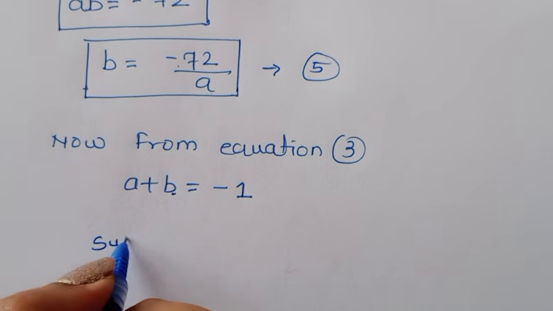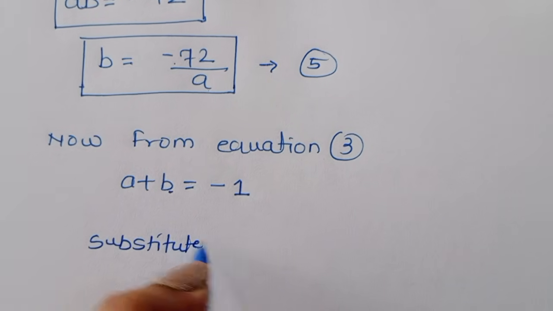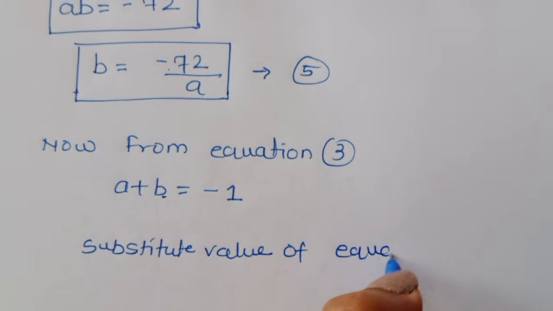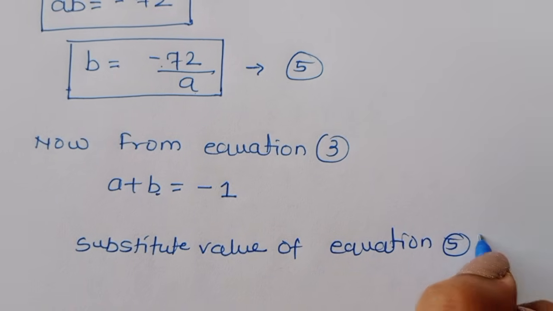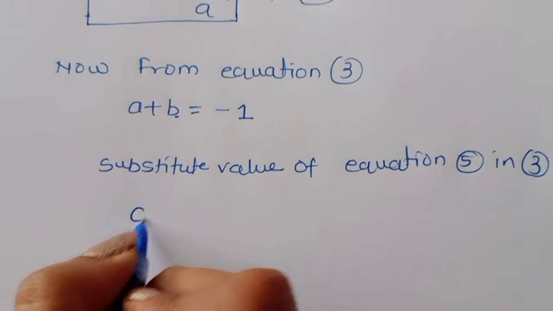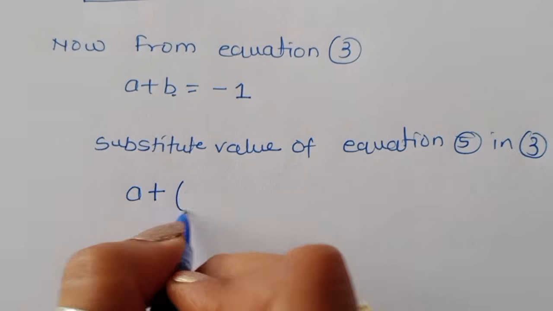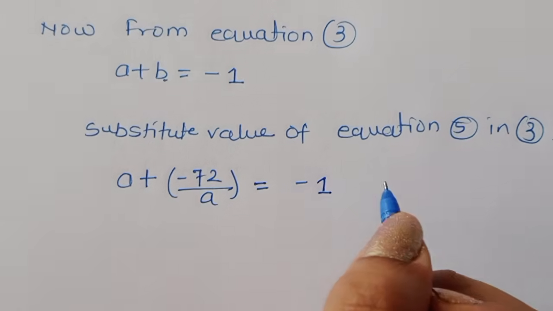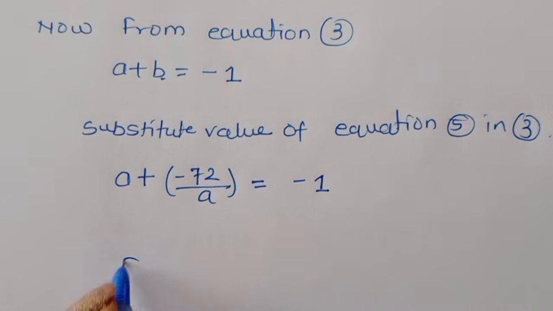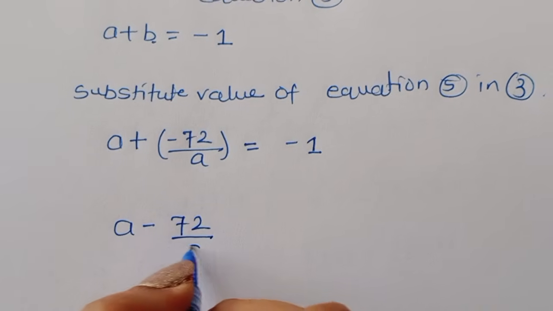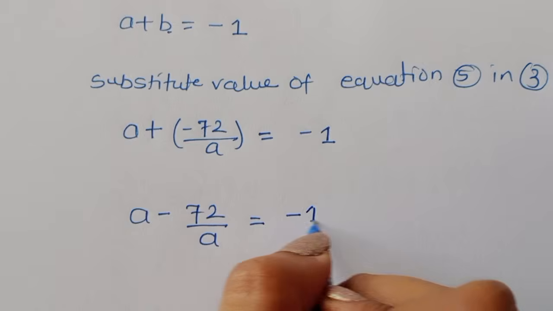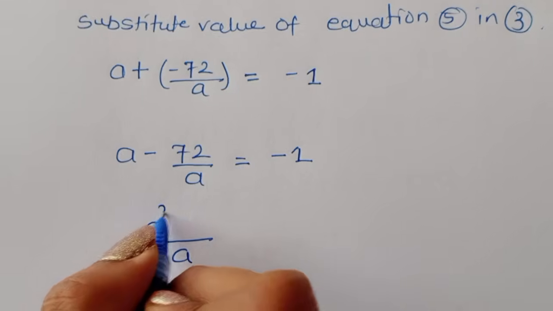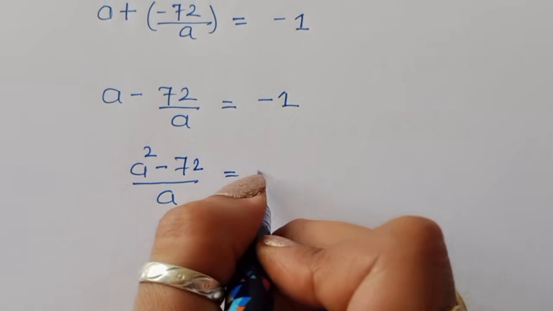So substitute the value of equation 5 in 3. Then we will get a plus the value of b, minus 72 by a, is equal to minus 1, right? Now a minus 72 by a is equal to minus 1. Now if we take LCM, we will get a, so it will become a square minus 72 is equal to minus 1.